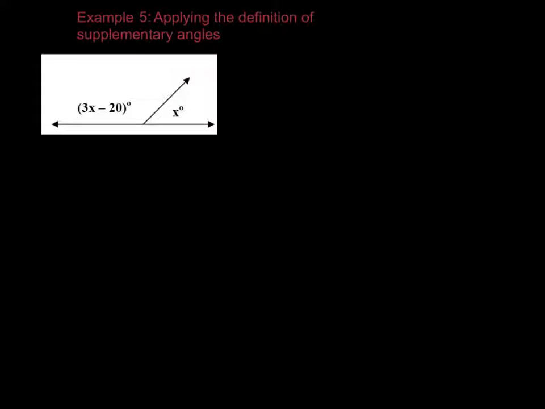This supplementary angle problem in example 5 is a little more complex because we have a little more complex algebra, I should say. Let's take a look. Again, we have a linear pair. We know they're supplementary, so I know that the angle that is measured with the expression 3x minus 20, when I add that to x, when we combine those two angle measures, their sum must be 180. And again, we really don't need parentheses here since it's addition and subtraction.